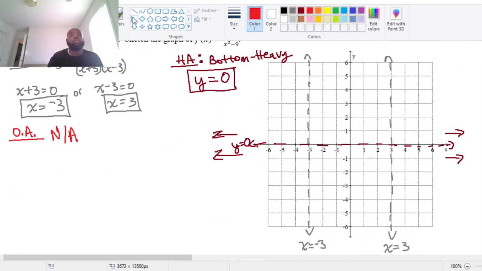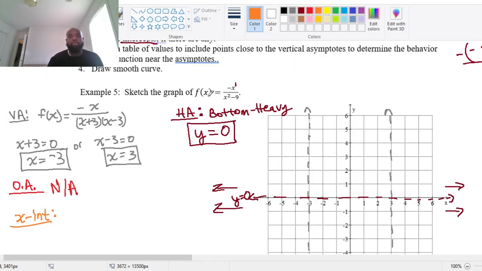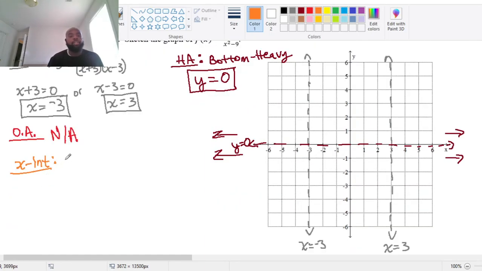I'm going to find my x and y intercepts if they exist. So let's find our x-intercept, right? To find your x-intercept, you let your functional value, or your y, be 0. And so I'm going to get 0 equals -x over x squared minus 9. What I can do is cross multiply, meaning take the x squared minus 9 and multiply it by 0. I'm going to get 0 equals -x. So that means x equals 0. So the point (0, 0) is my x-intercept.